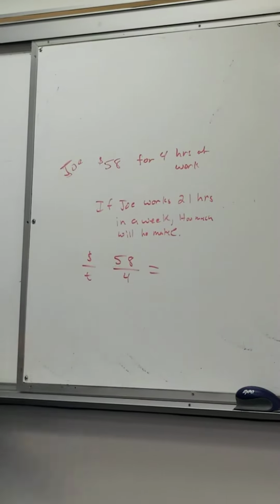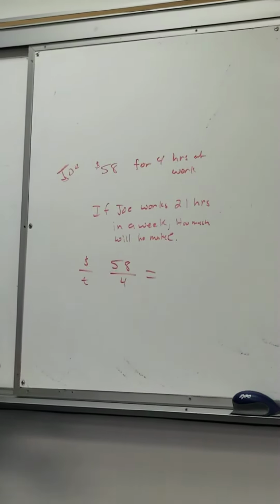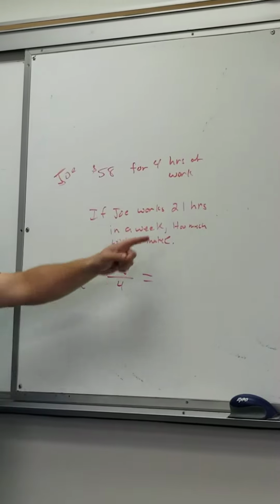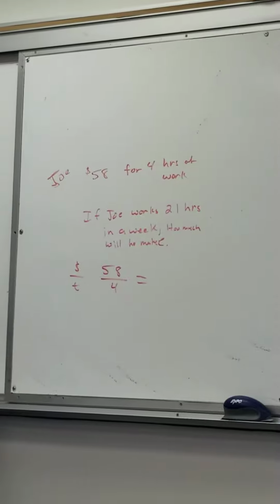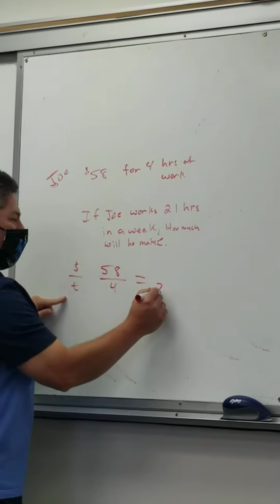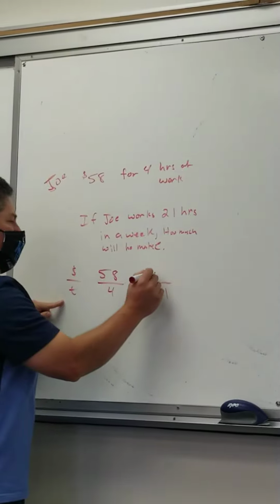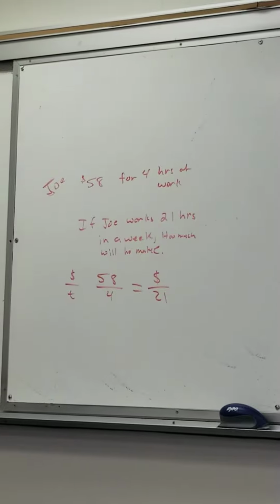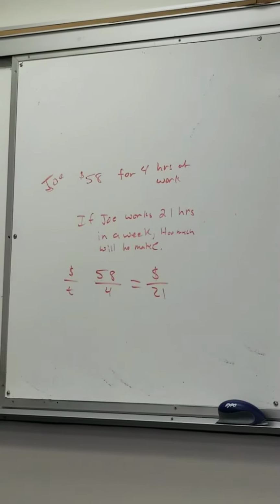Where should I put it then? On the bottom or the top? Where should I put 21? Bottom. Time is on the bottom. 21. And I want to know the number of dollars. I can solve that, right? I can cross multiply and solve. That's one way to do this problem.